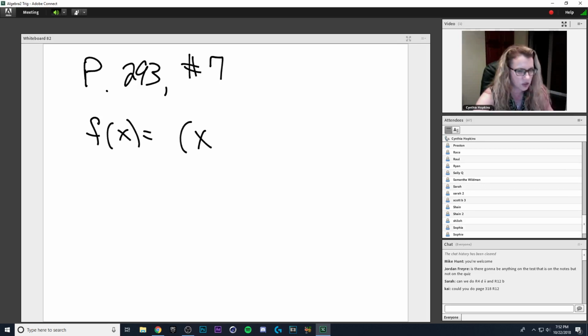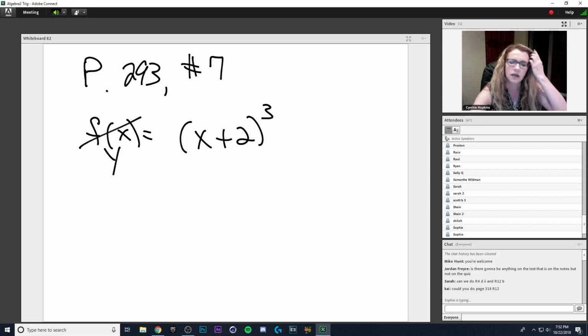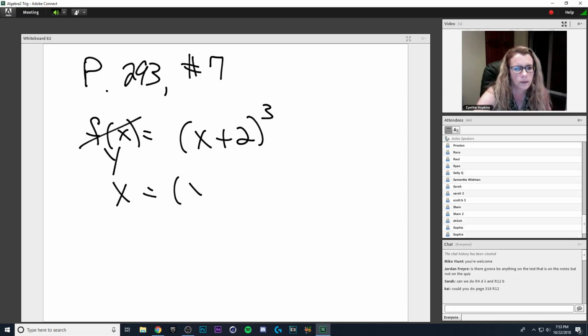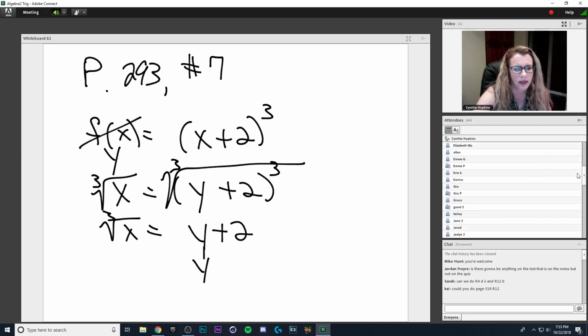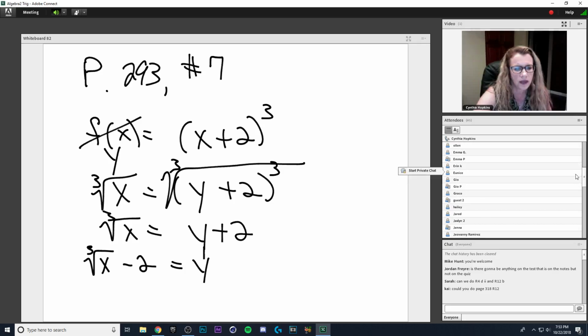So here's my function that they gave us. Step 1 is write y instead of f of x. Step 2 is switch your x and your y. Step 3 is solve for y. First I'm going to take the cube root of this side, so that means I have to take the cube root of that side. That gives me the cube root of x equals, my cube root and my cube cancel, so I get y plus 2. Then I'm going to subtract 2, so I get the cube root of x minus 2. And then instead of y, I'm going to write f inverse of x. So there's my function.